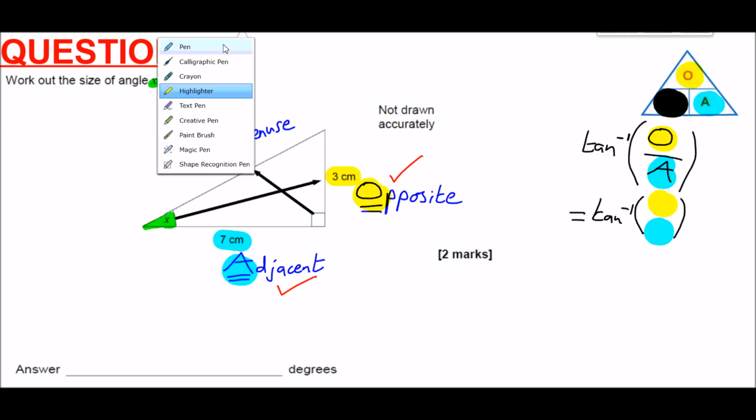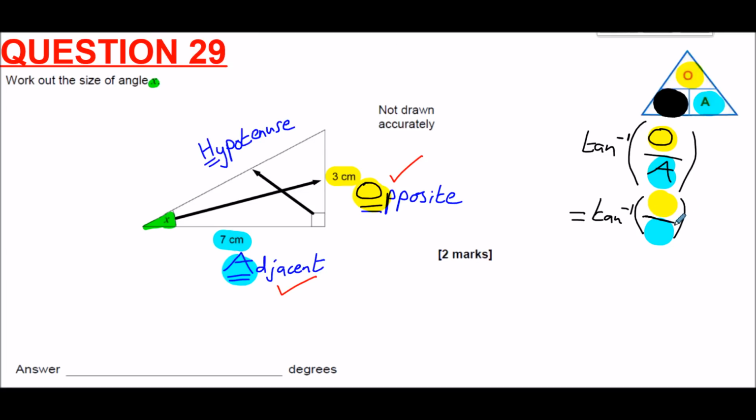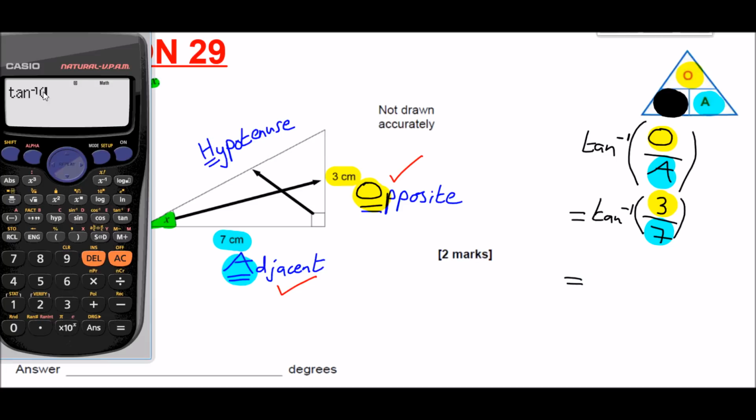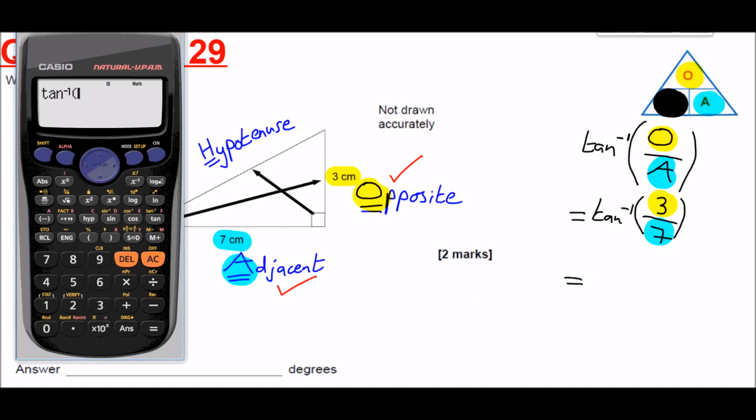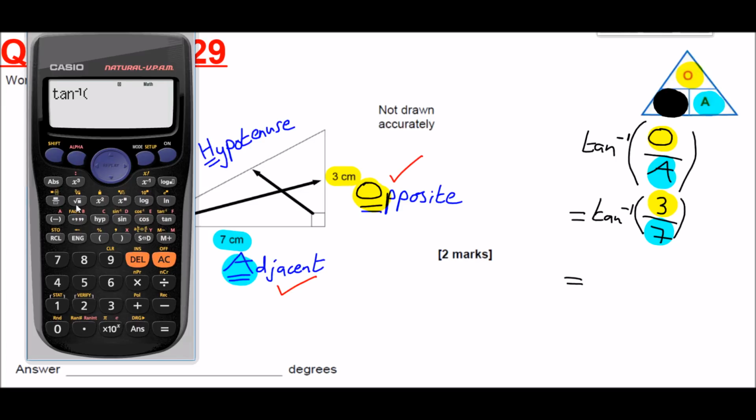So applying it to our triangle, the opposite side is 3, and the adjacent side is 7. And so we can just type in now tan minus 1, 3, so put a fraction button if you want, so 3 on top, 7 on the bottom, close brackets, and what you should have is 23.1985, and so on and so on.